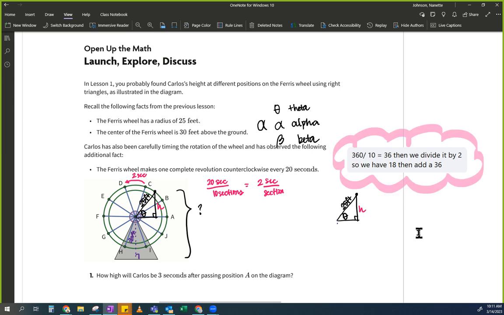So let's describe where all these numbers come from, because all of a sudden someone says, where does 360 come from? Where does 10 come from? Where does 36 come from? Why are we dividing by 2? And why do we have 18 and then add it to 36? Where did all these numbers come from? So let's do a little investigation. Where's the 360 coming from? Very good. 360 is the degrees of a circle.